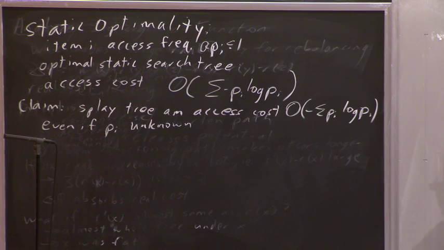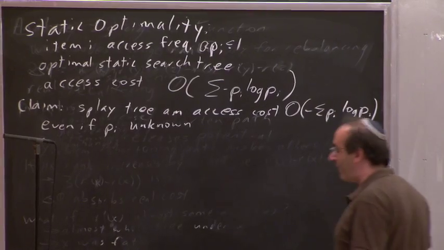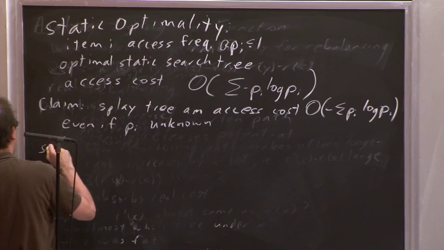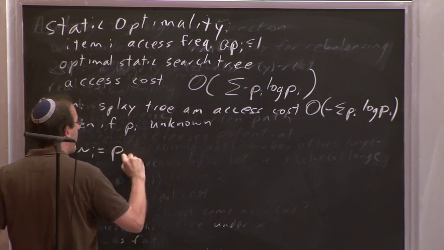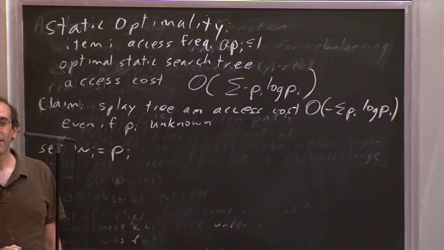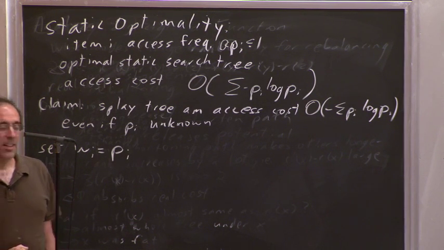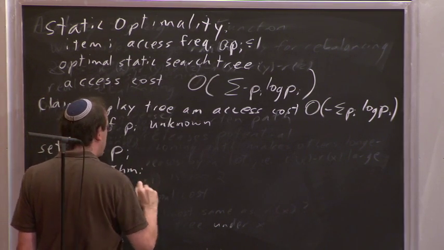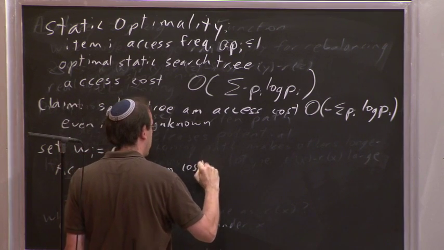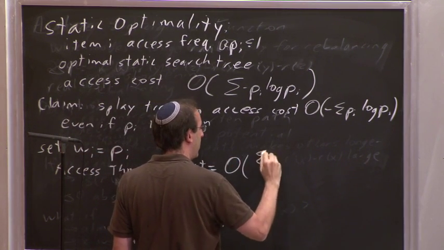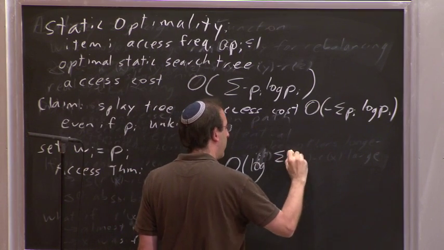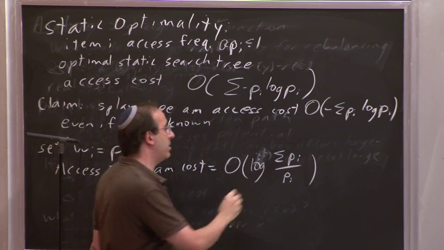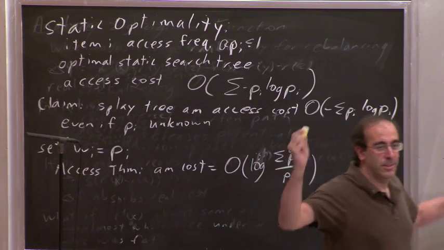How do we prove this? Well, all we have to do is go back to the access lemma. Just set w_i equal to p_i. Then our access theorem says that the amortized cost is order of the log of the sum of p_i's over p_i for accessing item i. And this sum is just one, so we're done. Boom, right?